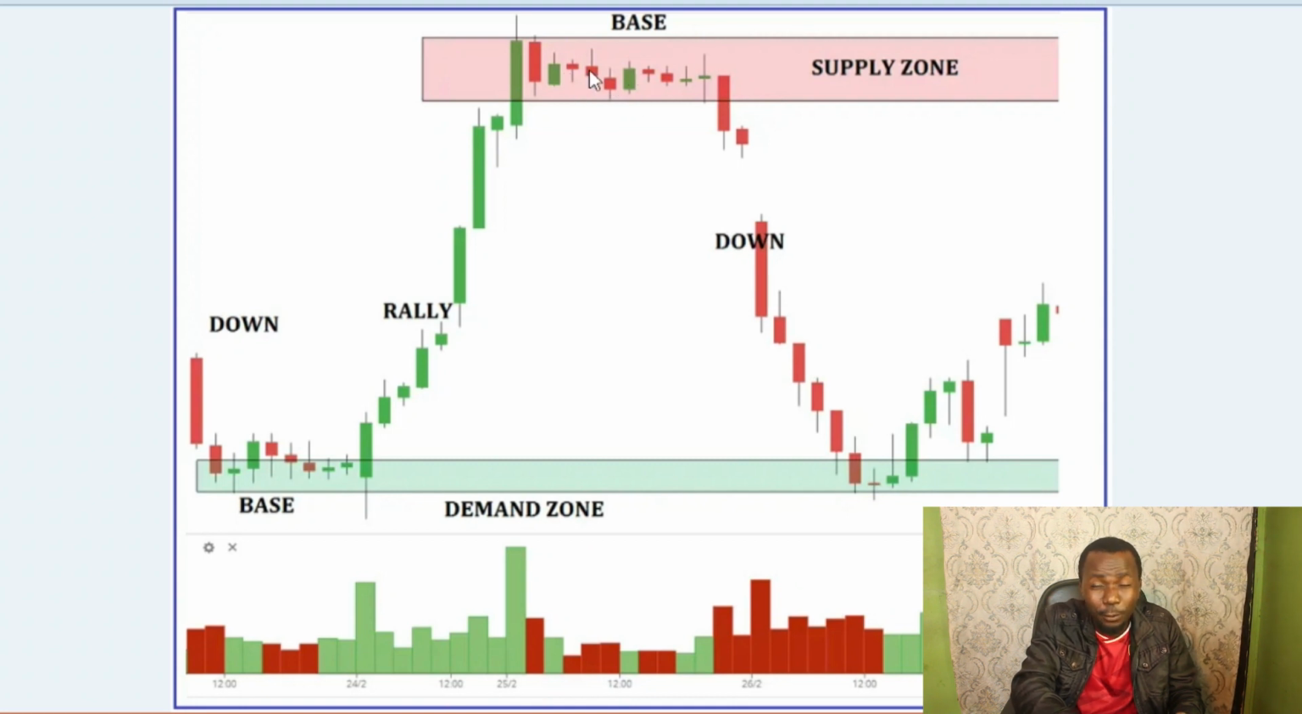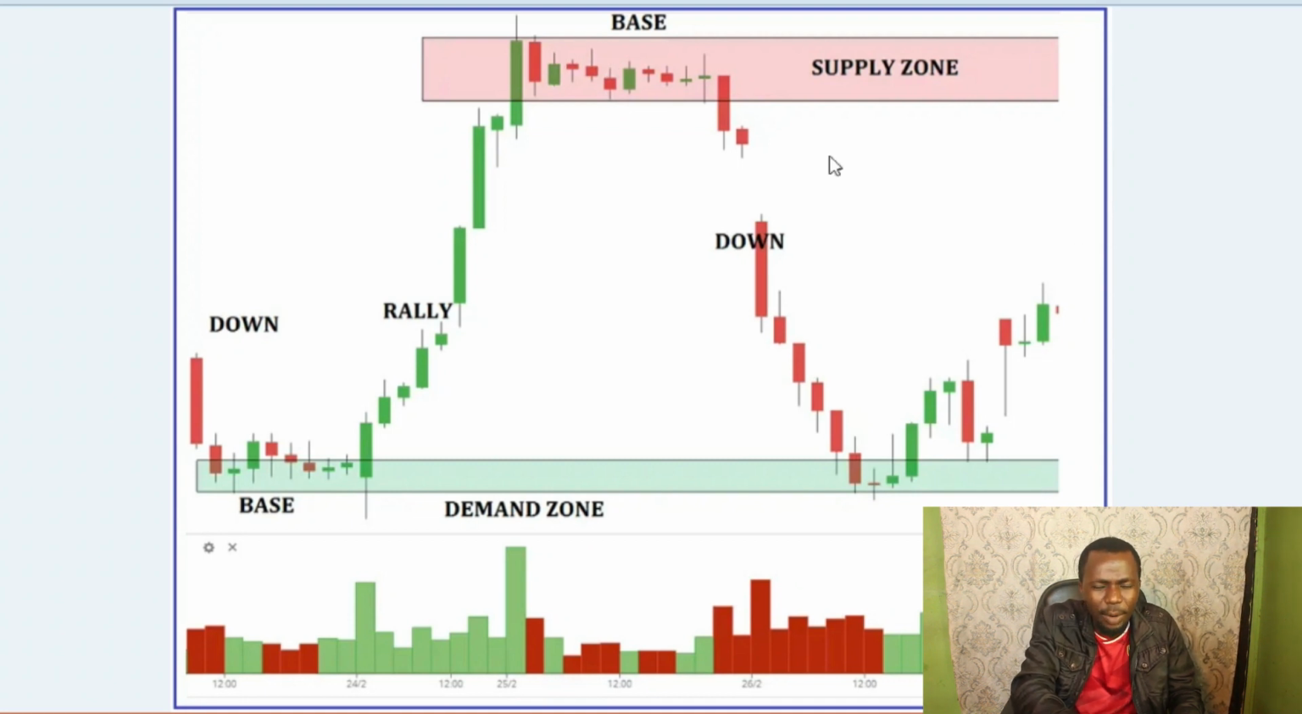Then after ranging for some time, what happened? This big red candle. This big red candle tells you that this is a supply zone. The big banks, the big companies, they have entered the market and they are going to move the price down. So this big red candle tells you that the market is going down and this is a supply zone. So what do you do? You pull out your rectangle tool and map the highs and the lows of this range and extend it to the right.